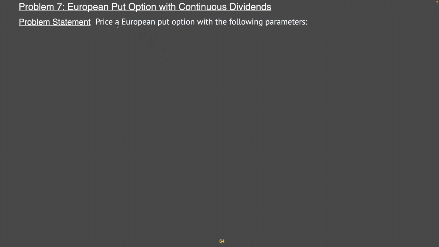Let us take the next example. Price a European put option with the following parameters. Stock price S0 is 100, so we have to understand the stock price is 100. Now the volatility has been given, sigma as 20%. Instead of giving the u and d values, they have given the value of the volatility.